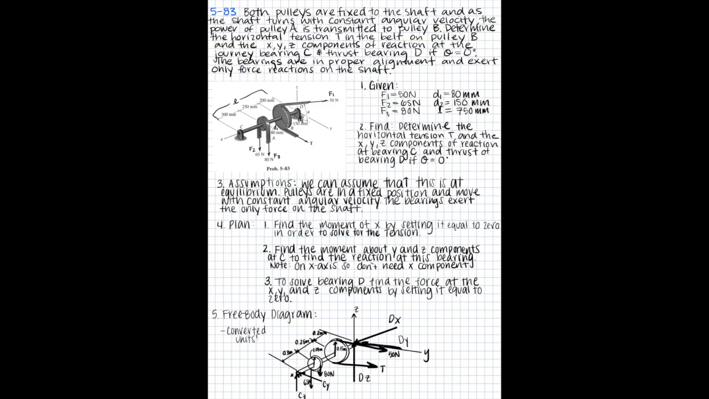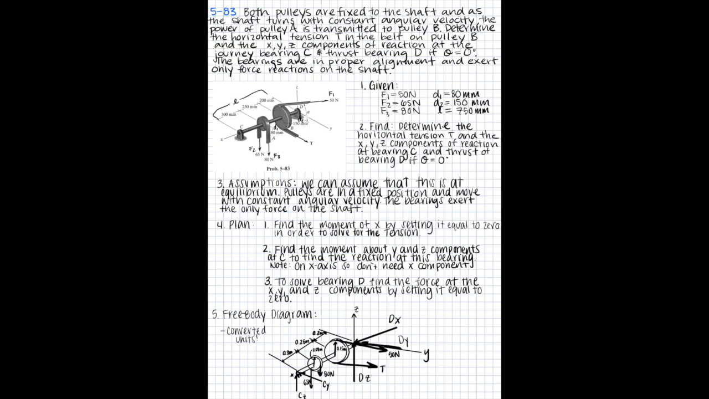So step 1 would be to find the moment about X by setting it equal to 0 in order to solve for the tension. Step 2 would be to find the moment about Y and Z components at C to find the reactions at this bearing. And it's on the x-axis, so you don't need the x component. Then step 3, the last step, would be to solve for bearing D by finding the force at the X, Y, and Z components and setting that equal to 0.